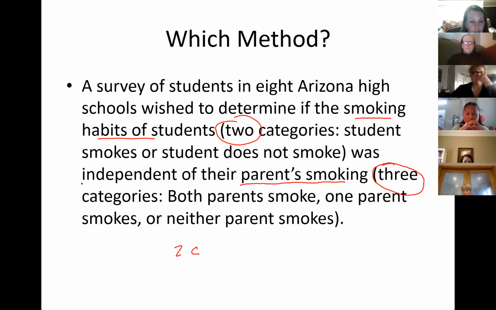We also have the keyword of independent here. So all of these things would help us point to the chi-square test of independence. I couldn't figure out any hand signals for that one, so.